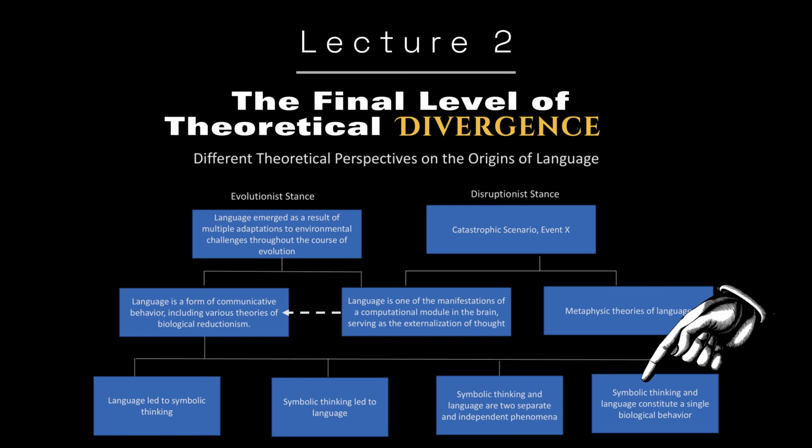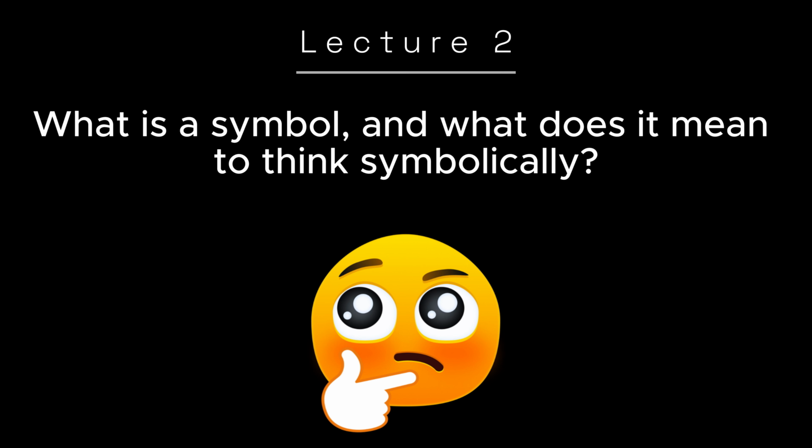4. Symbolic thinking and language as a unified process. These faculties represent two sides of the same biological adaptation unique to humans. However, from an evolutionary perspective, symbolic thinking and language are no different from other species-specific communication systems, for example, the honey dance in bees or echolocation in bats. Before deconstructing these positions, we must first address a fundamental question. What is a symbol, and what does it mean to think symbolically?